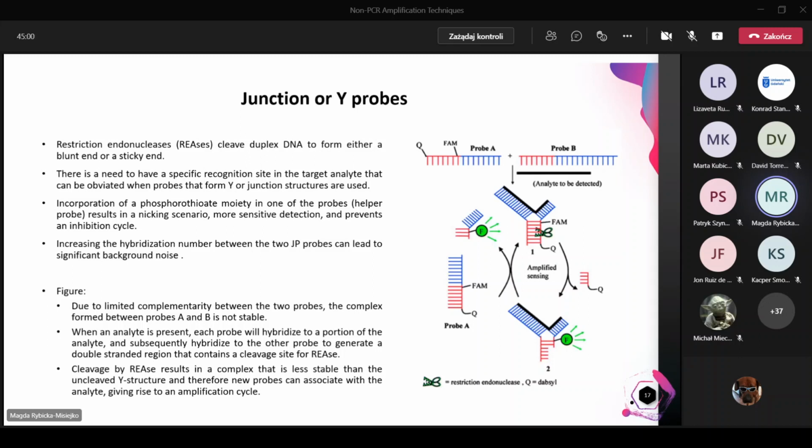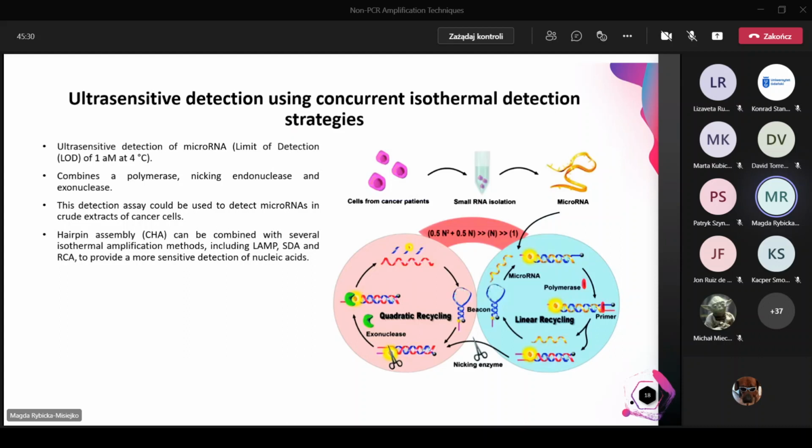In the last few years, many modifications of the junction probe platform have been reported. For example, it has been shown that the incorporation of a phosphorothioate moiety in one of the probes, called the helper probe, results in a nicking scenario and more sensitive detection. The different isothermal detection strategies that have been developed over the years are being put into use for the detection of nucleic acids from biological samples.